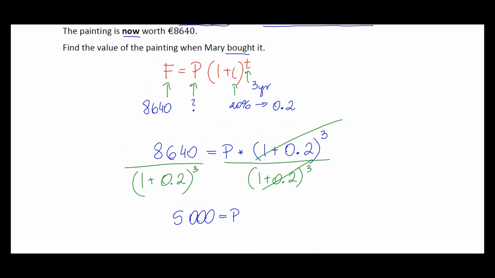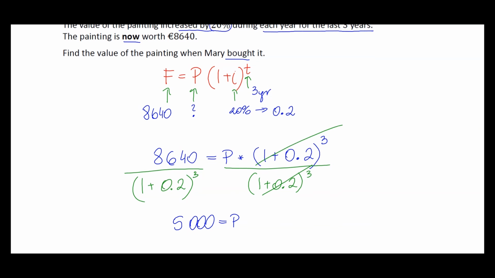Now, a good skill in assessing your answer: you know that since this is the value later, not at the beginning, this has to be greater than the beginning value because the value of the painting has been increasing. So whatever she bought it for was less than what it is worth now. So as long as the number you are getting is less, you know you are doing it right.